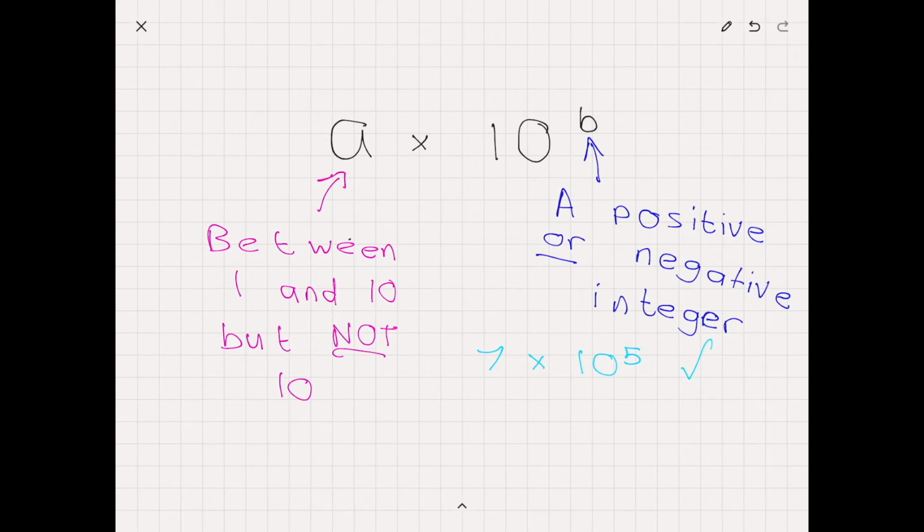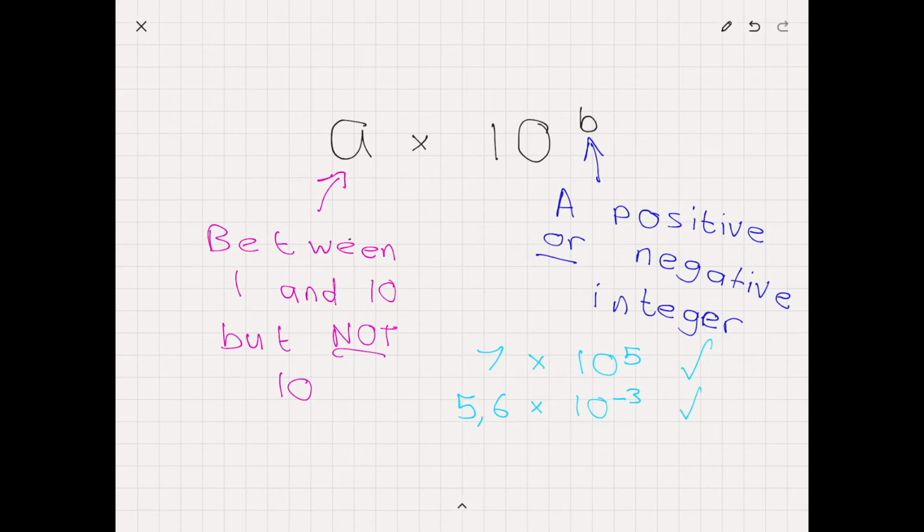If we go for something like 5.6 times 10 to the power of minus 3, well, 5.6 is between 1 and 10. We can have a decimal there, no harm whatsoever, as long as it's just between 1 and 10, but not 10. And the power of 10 we've got here is a negative integer. It's a whole number, but it just happens to be negative. So we're dealing with a fairly small value here.